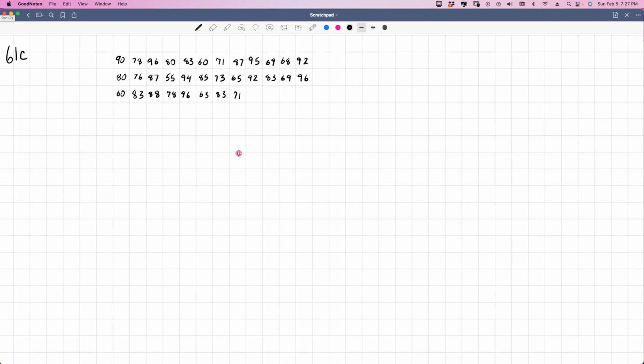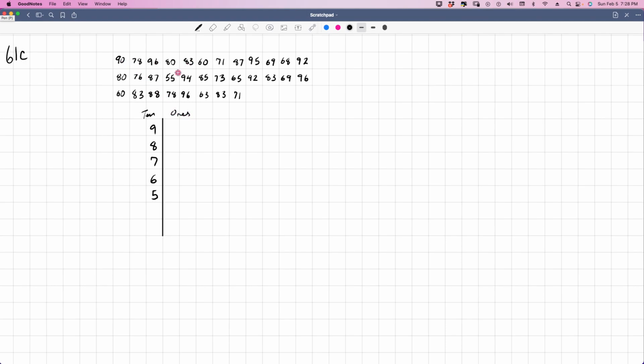A good first step is to put them in what's called a stem and leaf plot. The stem is right here. A stem is basically the dividing line between the tens place and the ones place. We're going to put the tens place here. We'll have 90s, 80s, 70s, 60s, and some 50s. This is the tens place, and over here we'll have the ones place.